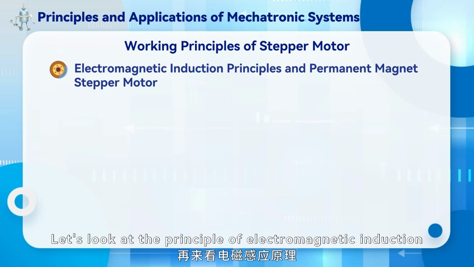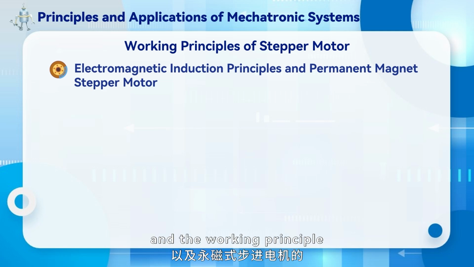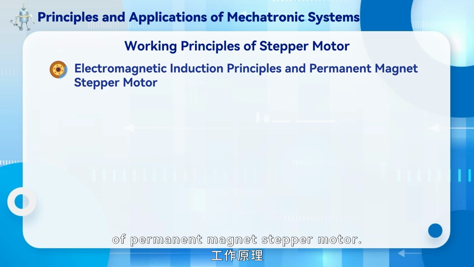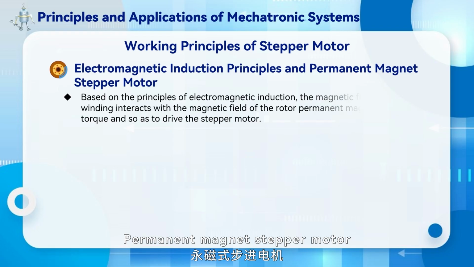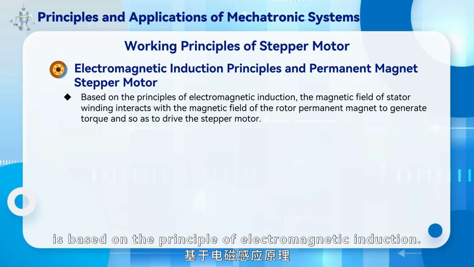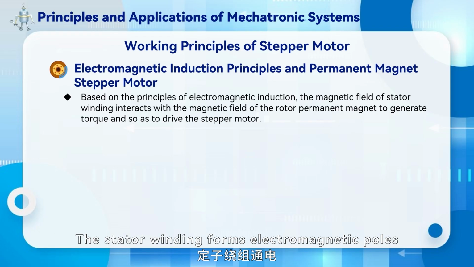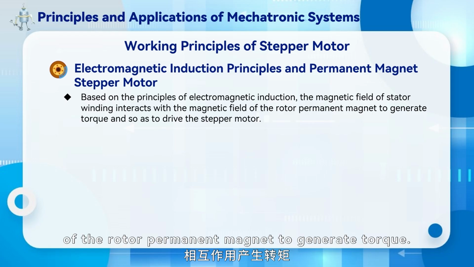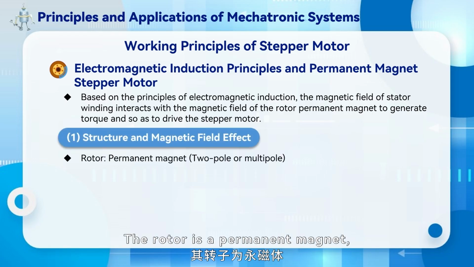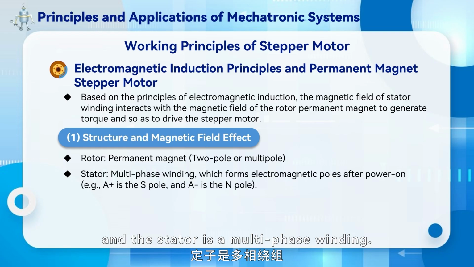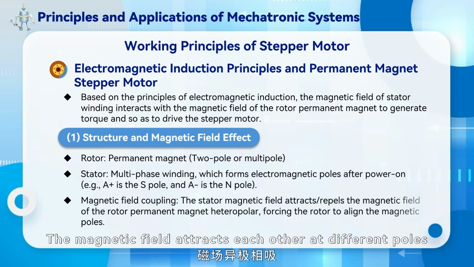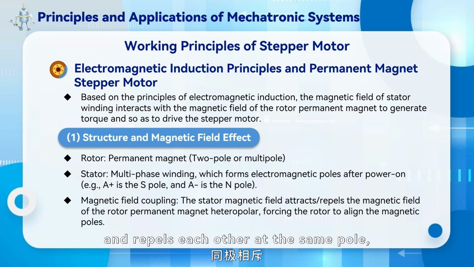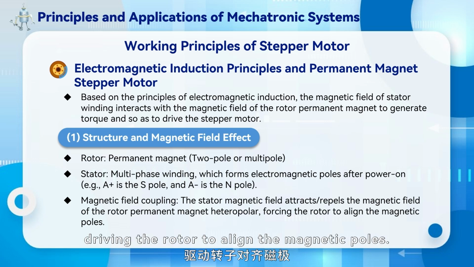Let's look at the principle of electromagnetic induction and the working principle of permanent magnet stepper motor. Permanent magnet stepper motor is based on the principle of electromagnetic induction. The stator winding forms electromagnetic poles after power on, which interact with the magnetic field of the rotor permanent magnet to generate torque. The rotor is a permanent magnet, and the stator is a multi-phase winding. The magnetic field attracts each other at different poles and repels each other at the same pole, driving the rotor to align the magnetic poles.